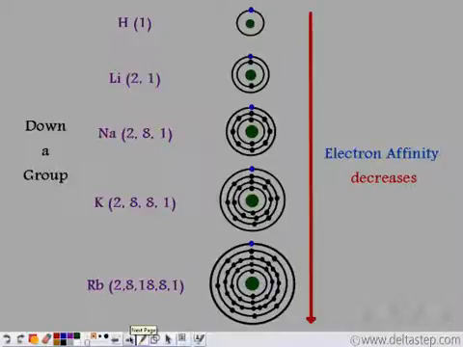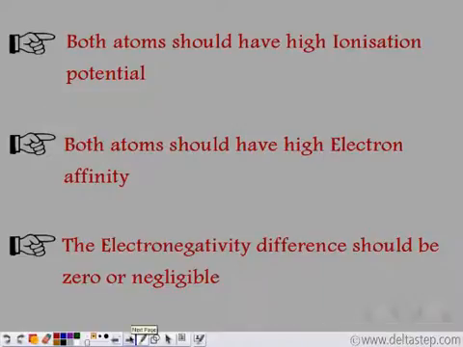The third important condition for the formation of a covalent compound is that the electronegativity difference between the two atoms should either be zero or negligible. Electronegativity is the tendency to attract the shared pair of electrons. Since covalent compounds require the sharing of electrons, the electronegativity difference between the two atoms should either be zero or it should be negligible.